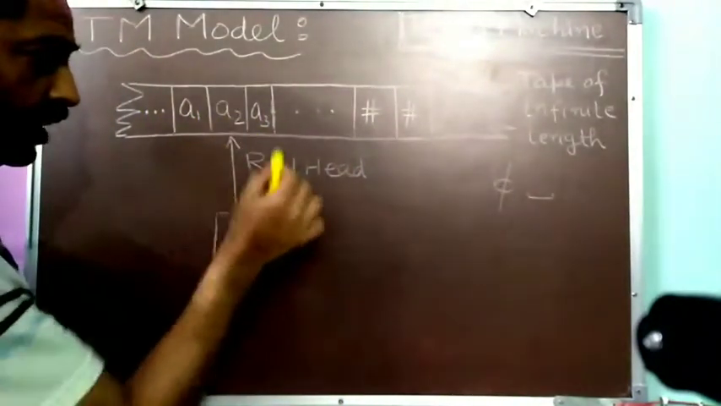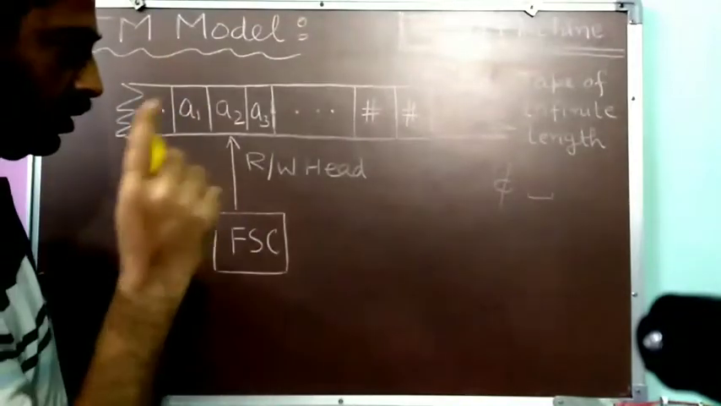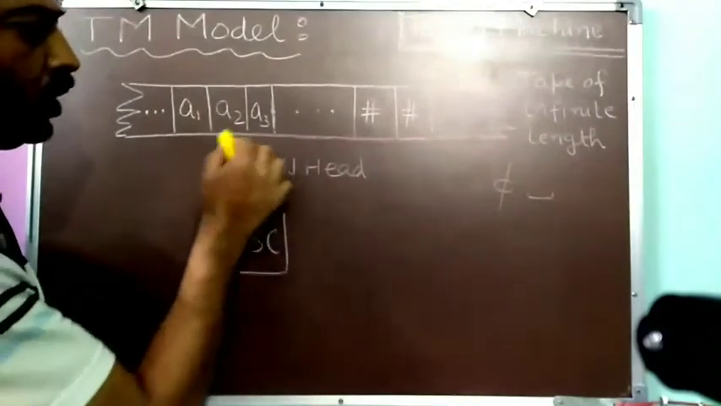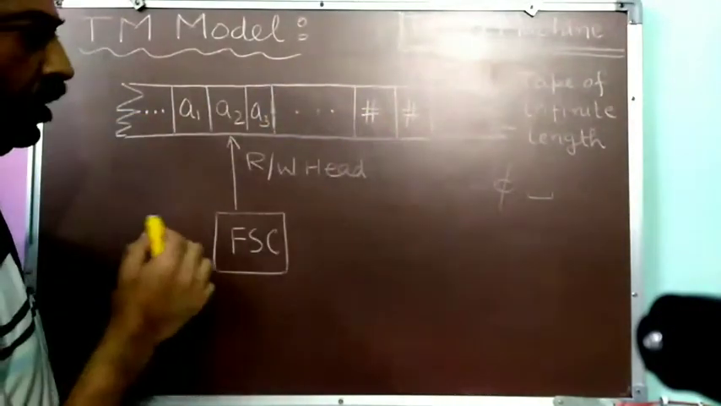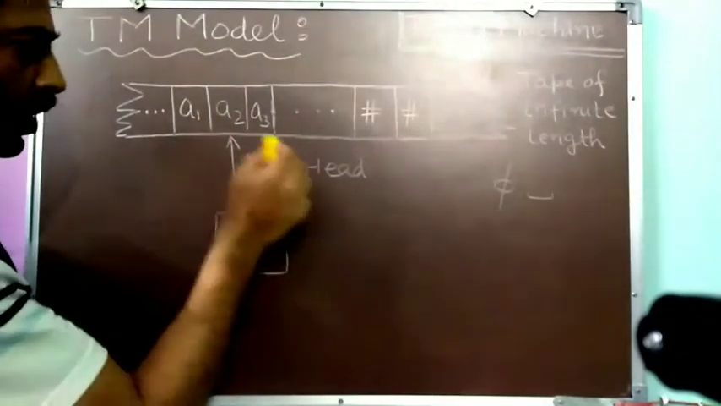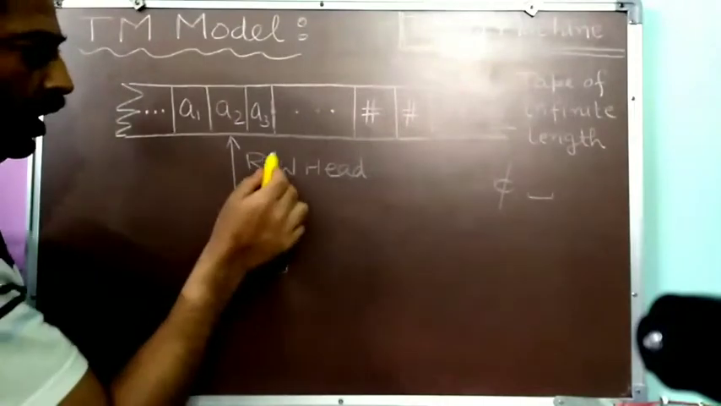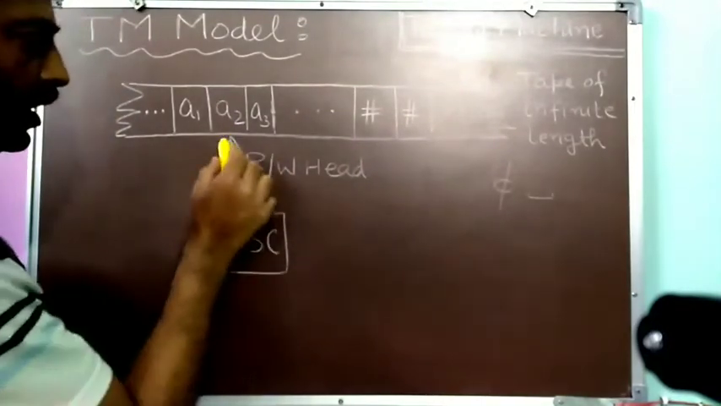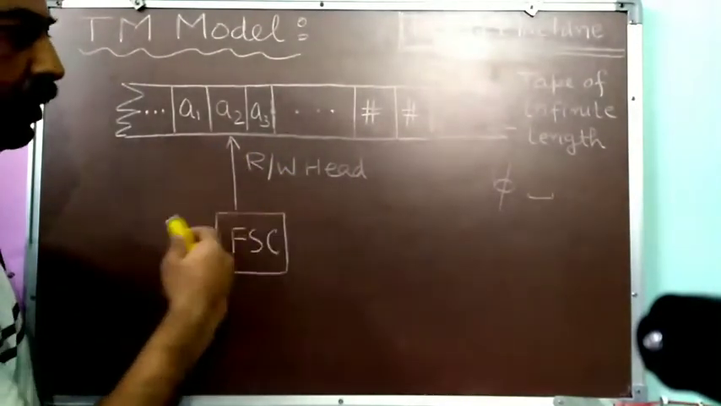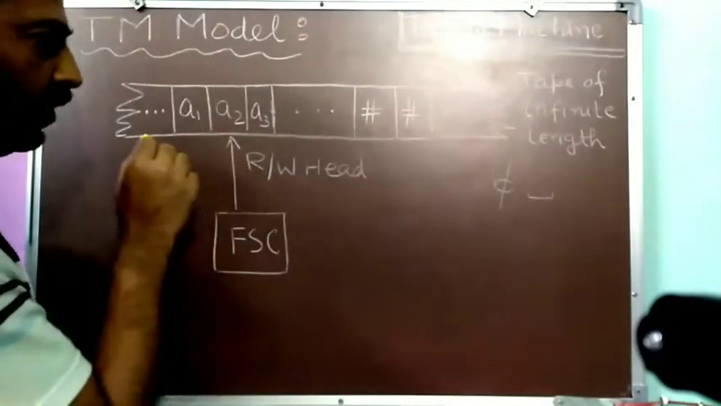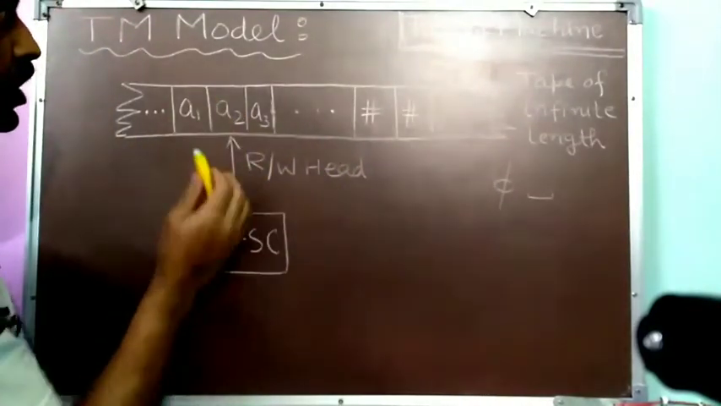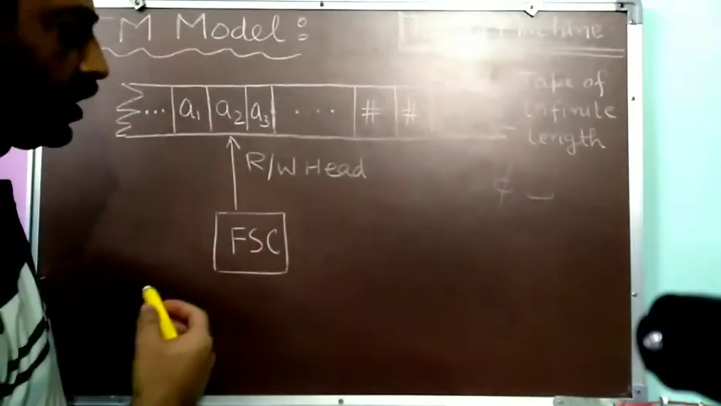So we have a read-write head here. If you remember, in FA and PDA both, we only have the read head connected to the input. So we can only read from the input; we cannot write something there. Here we can both read and write, and our input head can move either to the right or to the left, while in FA and PDA we can only read from the input, from left to right.